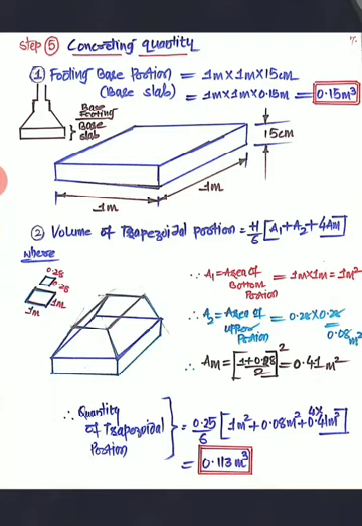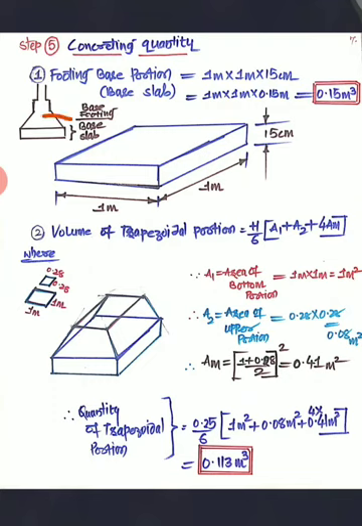First I'll get the footing base portion, that is the base slab. The size is 1 meter by 1 meter into a height of 15 centimeter. So it is 1 meter by 1 meter into 0.15 meter, giving 0.15 meter cube. This is the quantity for this base portion here.